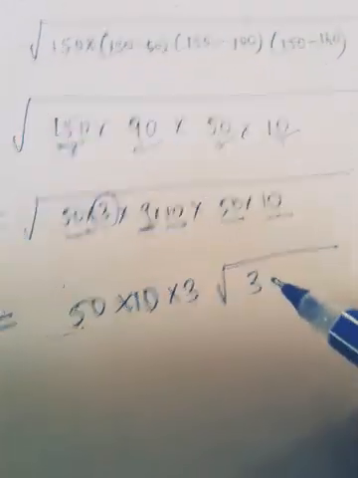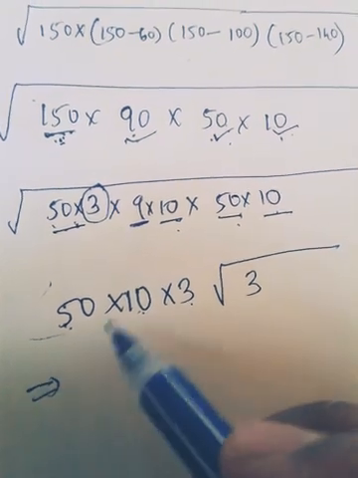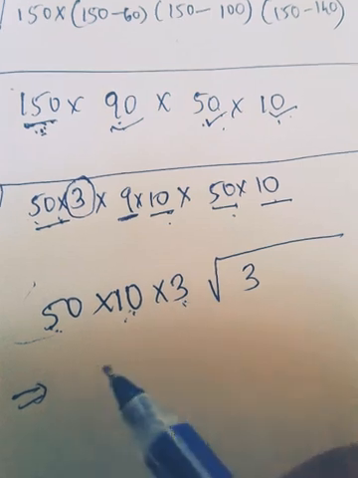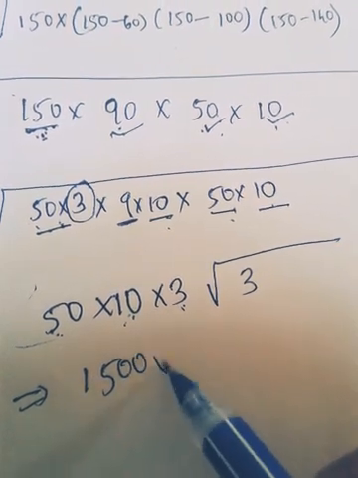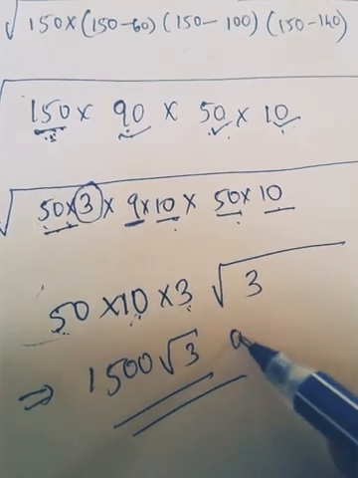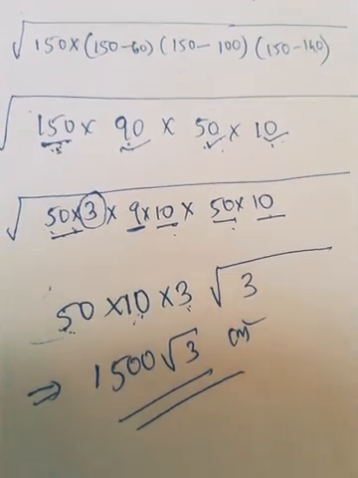Clear? Is it clear for you? Okay, so now what will be the answer? 50 into 10, 500. 500 into 3, 1500. So 1500 root 3 will be the perfect answer. That much centimeter square, because this is area.